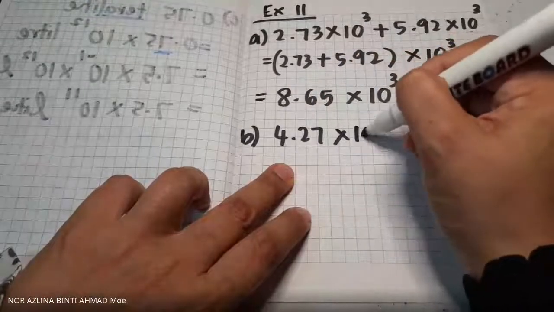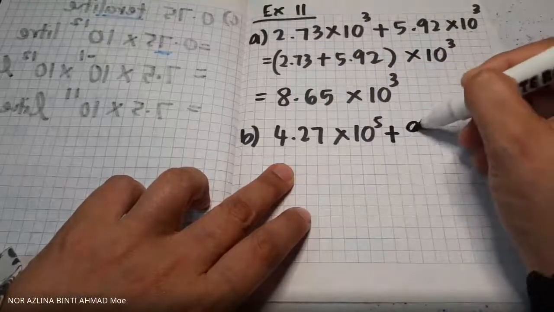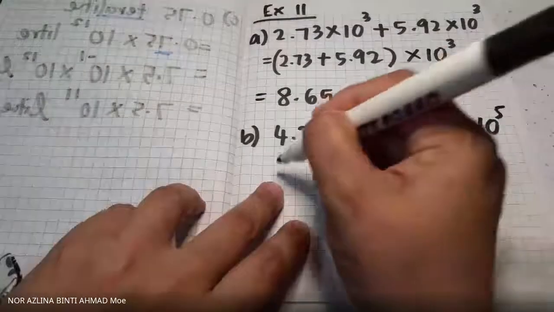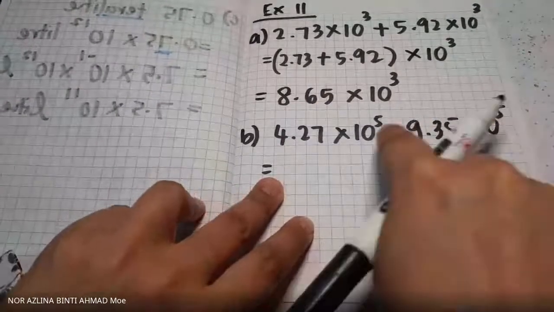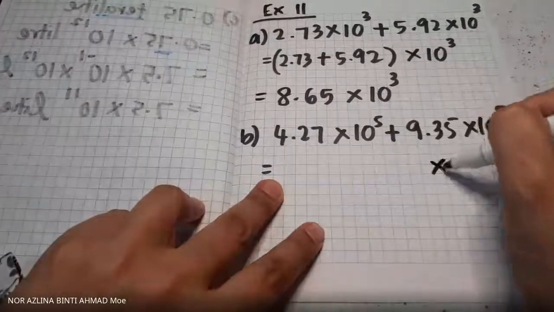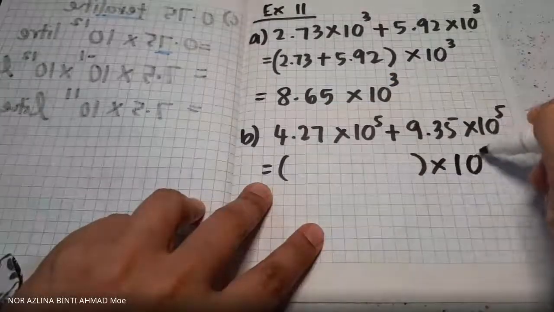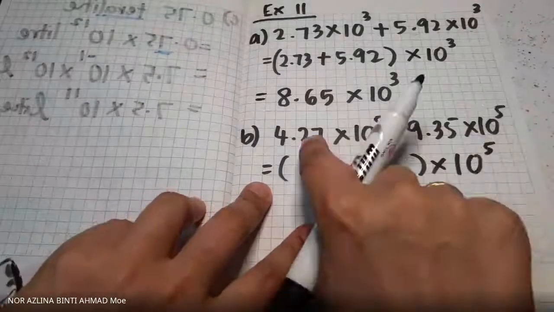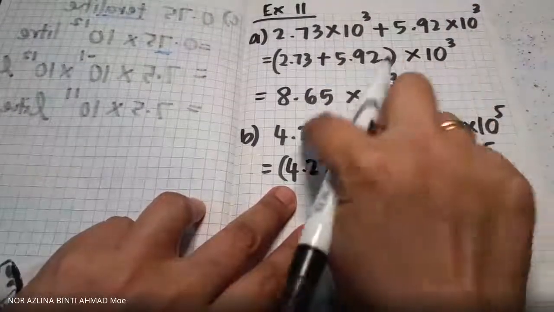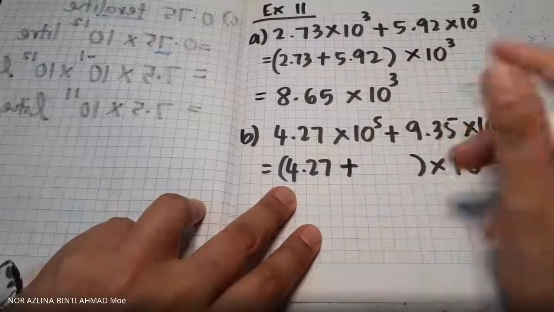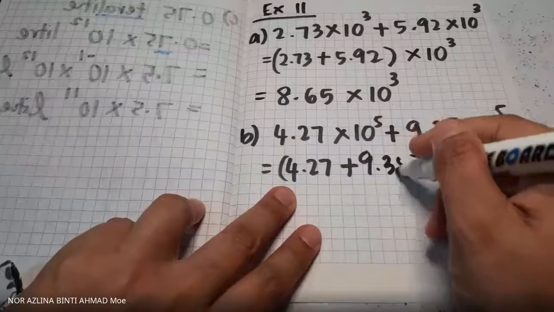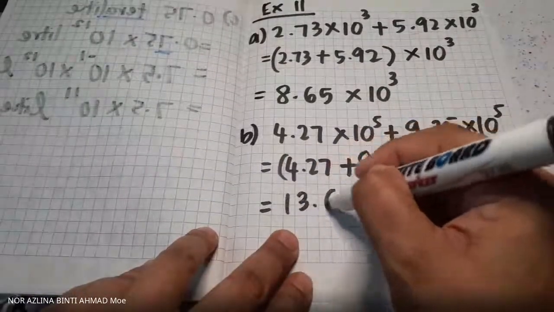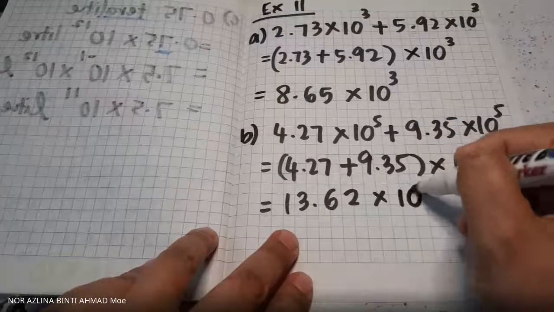4.27 multiply 10 to the power of 5 plus 9.35 multiply 10 to the power of 5. Okay, look at the index. The index is same, so we can multiply. Okay, we multiply 10 to the power of 5. When we multiply 10 to the power of 5, here is 4.27 and here plus 9.35. So you will get 13.62 multiply 10 power of 5.